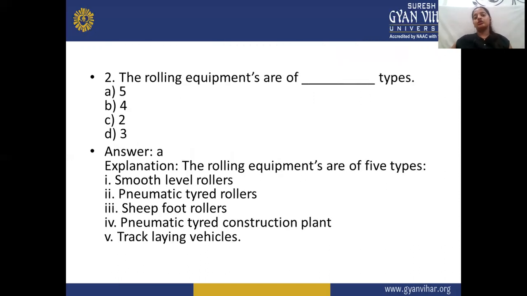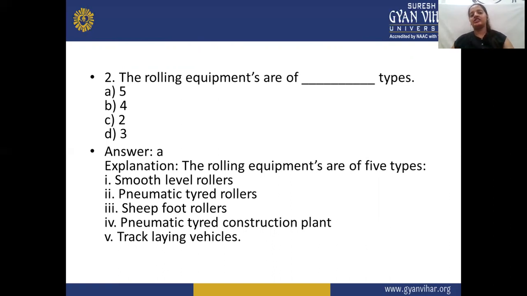Second, the rolling equipments are of how many types? 5, 4, 2, or 3. So we have already discussed that the rolling types are of 5 types. First is smooth wheel rollers, pneumatic tire rollers, sheep foot rollers, pneumatic tire construction plant, track laying vehicles. So we have already discussed all these equipments in detail in the previous slides.